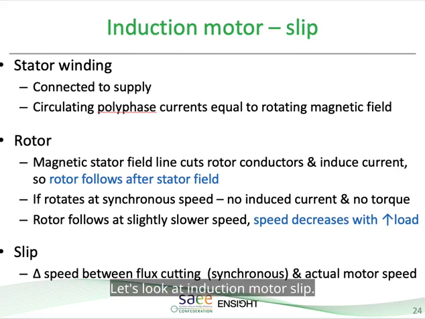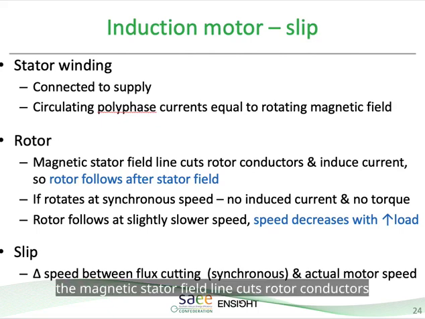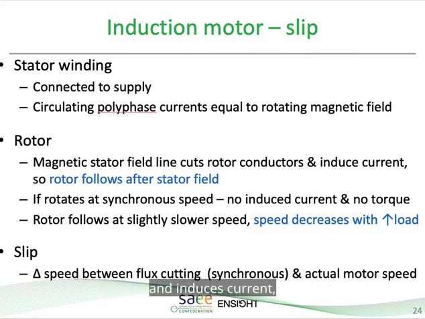Let's look at induction motor slip. Let's start with the stator winding. It's connected to the supply, circulating a polyphase current, which equals a rotating magnetic field. The rotor follows the magnetic stator field. The magnetic stator field lines cut the rotor conductors and induce current, so the rotor follows after the stator field. If it rotates at synchronous speed, there is no induced current and no torque.